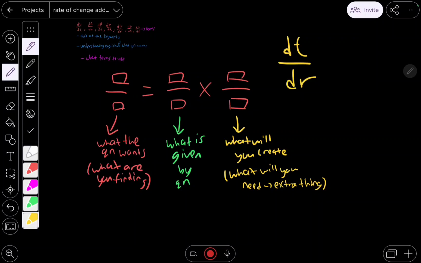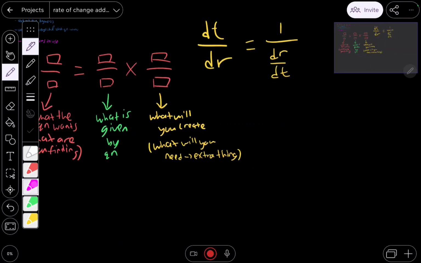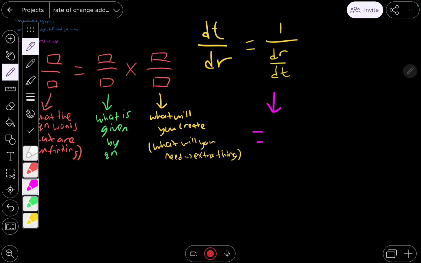Okay, this one, what you need to do is you have to write 1 over dr over dt. What is this? I will unpack it for you. What does this basically mean? If we put it into simple terms, it's 1 divided by dr over dt. Remember KCF, keep, change, flip. So keep this, change the divide to times, and you flip. So dt goes up, dr at the bottom.